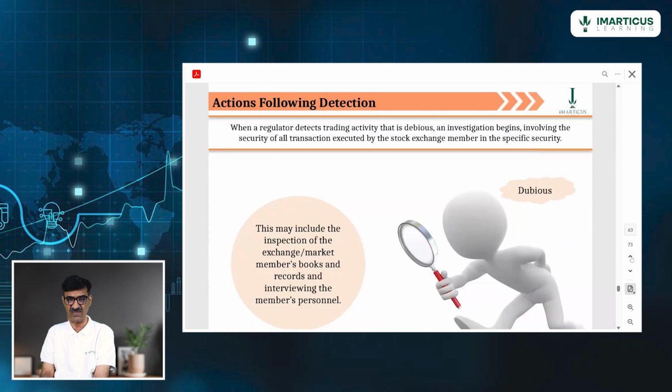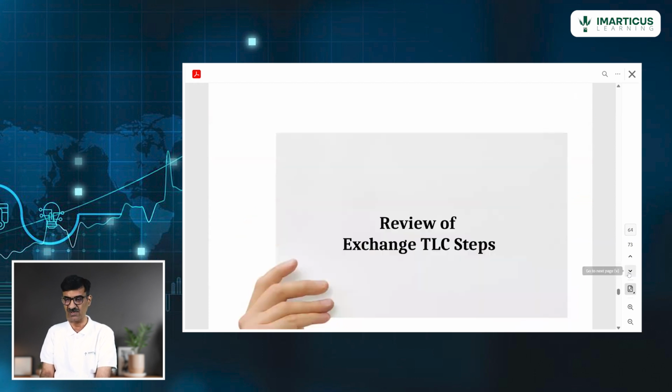And this is where we end our discussion. To summarize: front office, trade initiation, trade execution, trade capture. Middle office, trade enrichment, trade validation, trade verification. Back office, trade confirmation, trade settlement, trade reconciliation, and trade regulatory reporting. Our next step will be a review of all exchange trade life cycle steps. Thank you all very much.